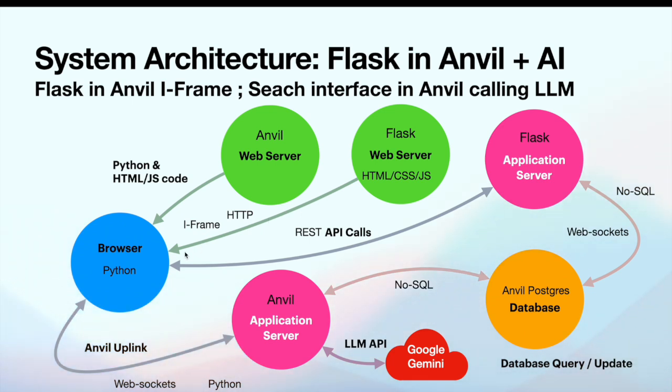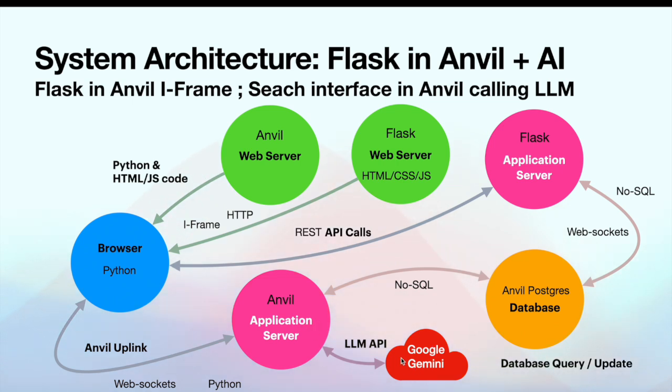That's right. The Flask application server handles the Flask logic and interacts with a NoSQL database for project data. The browser embeds the Flask application via an iframe, with communication happening over HTTP. That's where the CORS and XFrame options come in. Precisely. For the AI search functionality, the Anvil application server makes REST API calls to the Google Gemini LLM API.